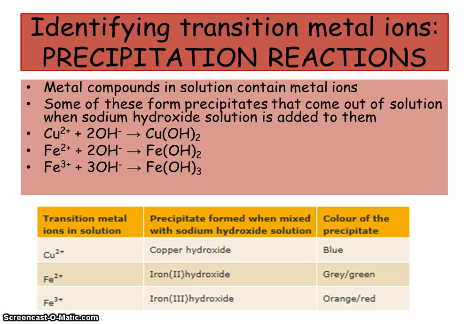And here is something else called a precipitation reaction. So some of these metal compounds in a solution contain metal ions, and they form something called a precipitate. A precipitate is like solid particles that can be left behind after two solutions have mixed together. So if you looked at the first one, for instance, copper joined together with hydroxide, you would get copper hydroxide. Iron, mix it with the hydroxide, you'd get iron hydroxide.